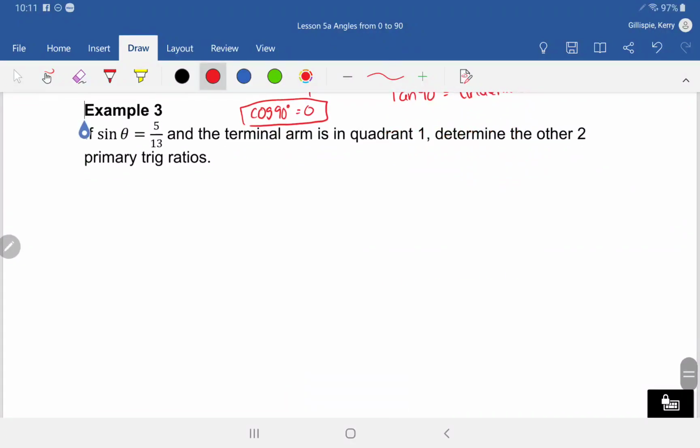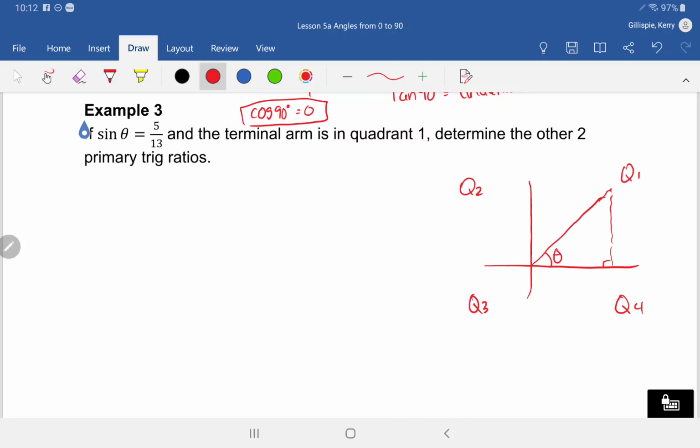Okay, last example. If sine of theta equals 5/13 and the terminal arm is in quadrant 1, determine the other two primary trig ratios. So we will draw a terminal arm in quadrant 1. Remember, this is quadrant 1. When we get to next week, this is quadrant 2, this is quadrant 3, and this is quadrant 4. For today, we're pretty much working in quadrant 1. So we'll draw any triangle into quadrant 1. This is my theta.